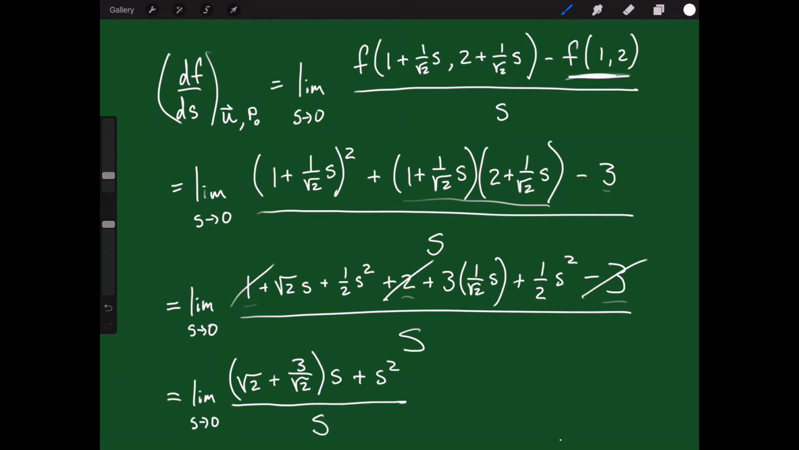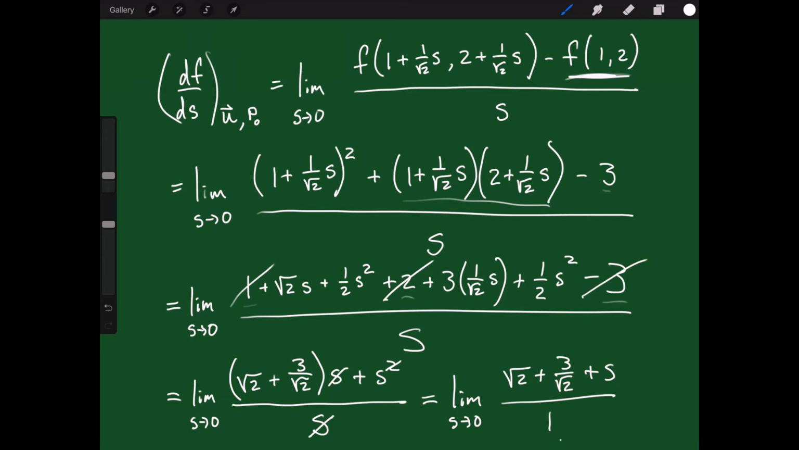And you notice everything on top has an s in it. So we could cancel an s everywhere, and I'd get the limit as s goes to 0 of one of these s's canceling one of these s's and one of these s's. So what's left over? I get root 2 plus 3 over root 2 plus s over 1. And now I can go ahead and plug in that s is equal to 0. If s is equal to 0, what comes out? Just square root of 2 plus 3 over the square root of 2.